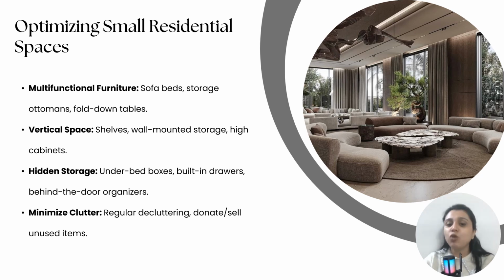Next comes vertical space. If you have a very small residential space, it's important that we utilize the vertical space as well. So whatever the height of the space is, try going for shelves, try going for wall mounted storage. Maybe there are high cabinets which can be used. All of this should be utilized in small spaces. Hidden storage. Under the bed boxes, built-in drawers, behind the door organizers. So we are not losing on any kind of small space. We are utilizing each and every inch of it, by creating hidden storages.